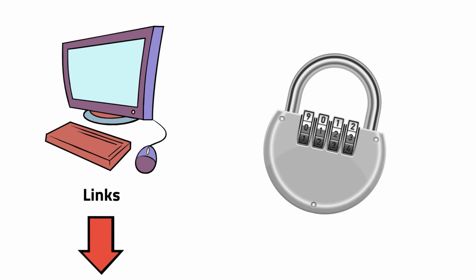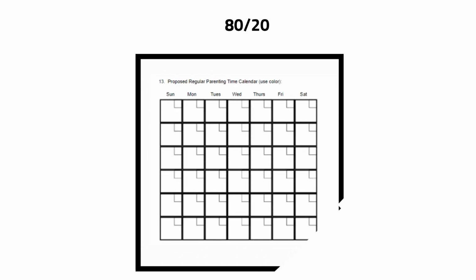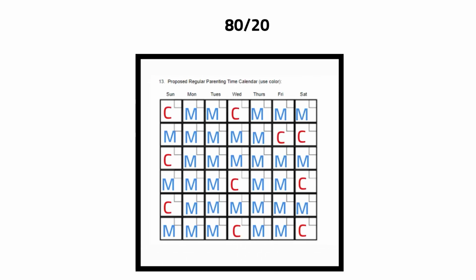Now, let's have a quick look at the classic 80-20 residency schedule. This is where the children live primarily with one parent and spend every other weekend with the other parent. Sometimes there's also a midweek visit.